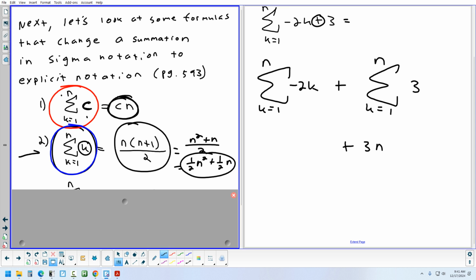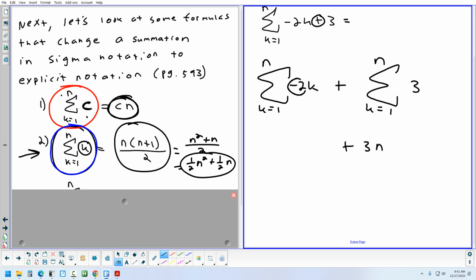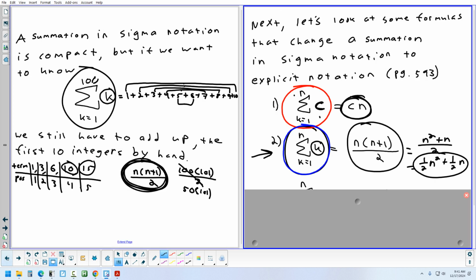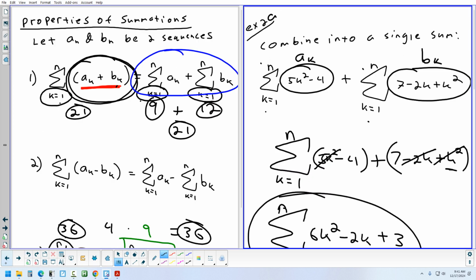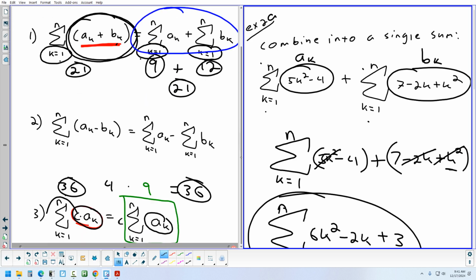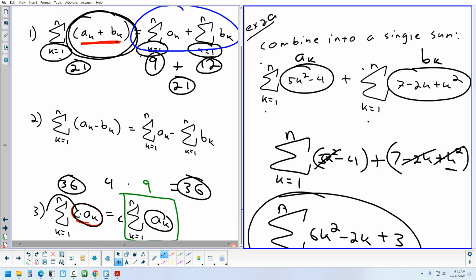It looks like the second one. The problem is you're not supposed to have a number in the second one. It's just supposed to be a k. So we have a number that's next to the k. Go back and look at this rule. What rule here allows us to take a number that's in front of a sequence and put it in front of the entire thing? The third one.